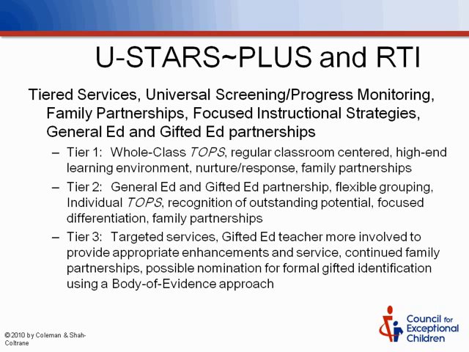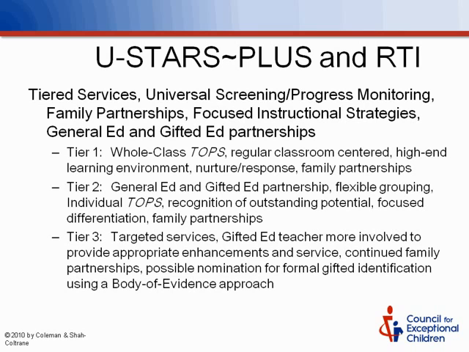The universal tier, or Tier 1, is where we do the whole class observations, where we look at the high-end environment, creating that universal tier of high quality and excellence, nurturing and responding to student needs, and building family partnerships. Tier 2 of the tiered approach would be the partnership and collaboration between general education and gifted education, using flexible grouping and scaffolded interventions, enhancements, and supports that focus on students' needs that we have recognized. Continuing with differentiated instruction and family partnerships.